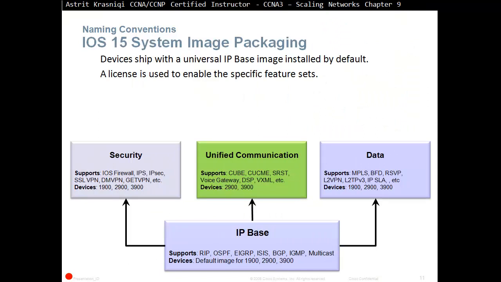IOS 15 system image packaging. Devices ship with the universal IP Base image installed by default. A license is used to enable the specific feature sets. So all the devices in IOS 15 will have IP Base enabled by default, and the other feature sets are there too. All you need to do is enable them by adding a license. So we have 4 types of images: IP Base, Security, Unified Communications, and Data.